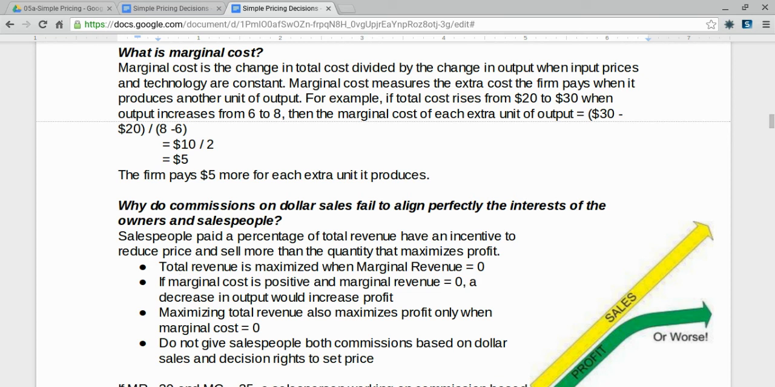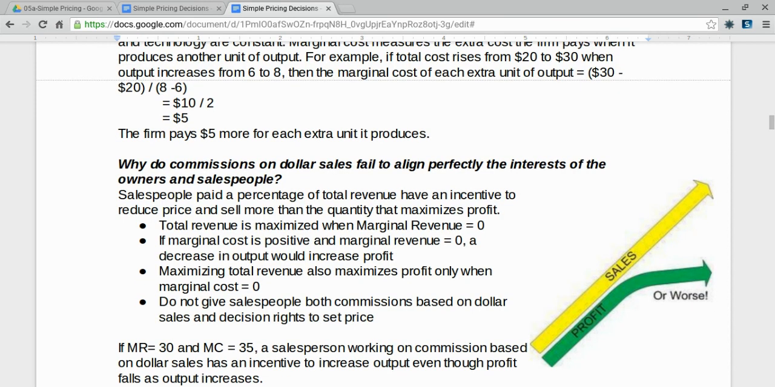Total revenue is maximized when marginal revenue equals 0. If marginal cost is positive and marginal revenue equals 0, a decrease in output would increase profit. And we would expect in most cases for marginal cost to be positive. It just cannot be negative. This means that maximizing total revenue also maximizes profit only when marginal cost equals 0. The implication: do not give salespeople both commissions based on dollar sales and decision rights to set price.